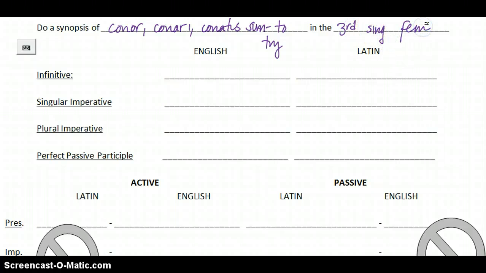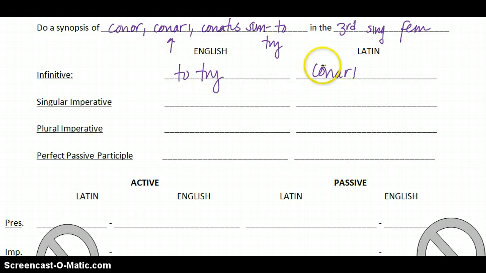feminine. Okay, so starting by doing the infinitive. The infinitive of the word is right here. So I will just write in my Latin, conari, which means to try. Remember, deponent verbs are passive in form, but active in meaning.